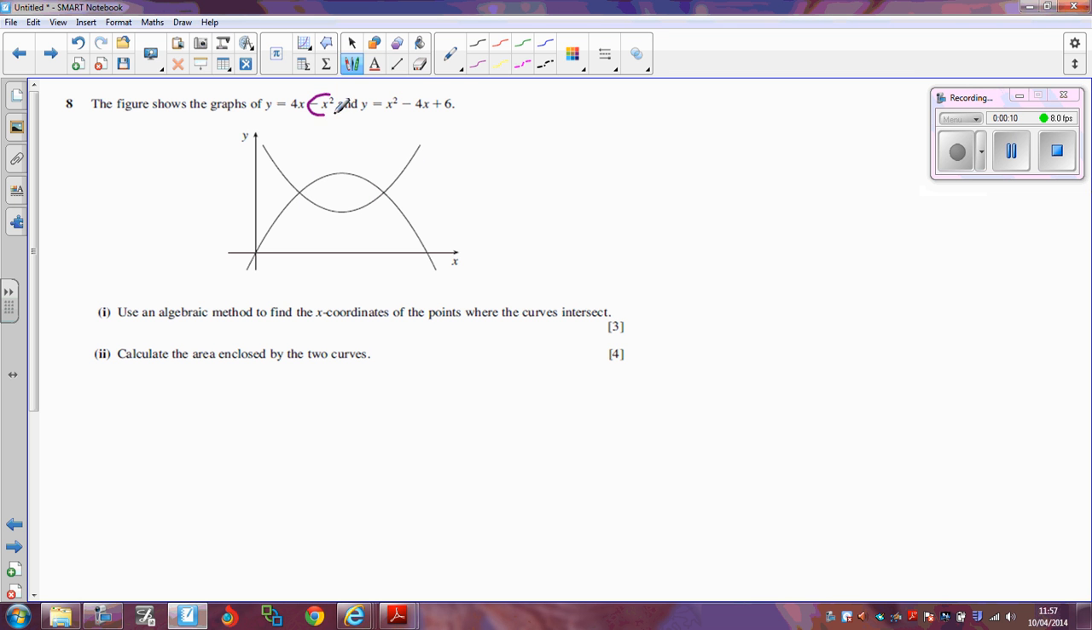If we've got a negative x squared term, it means that we have this shaped curve, a sad parabola if you like, and if we have a positive x squared term, it means that we have this shape. So this curve here, the upper one, is y equals x squared minus 4x plus 6, and the lower one is y equals 4x minus x squared.